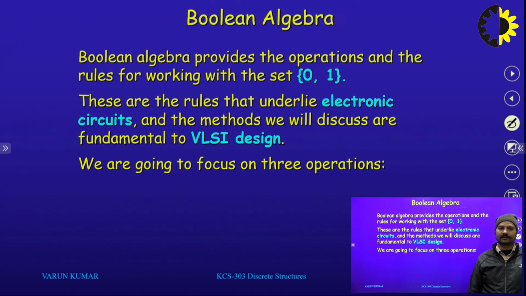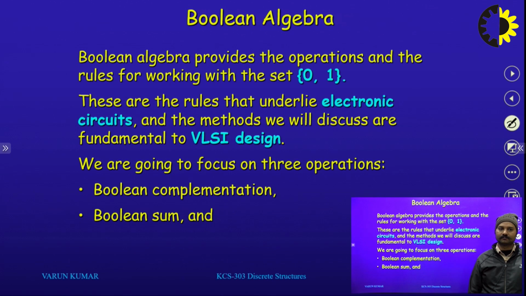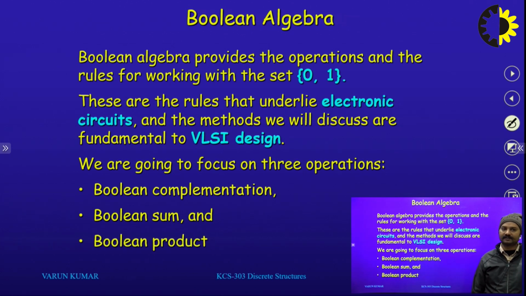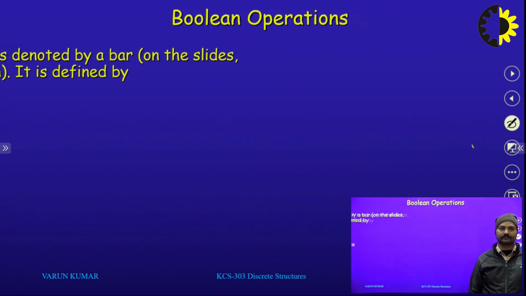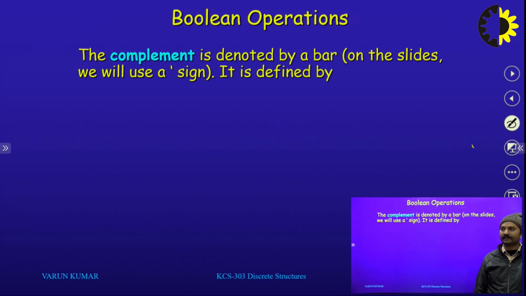We are going to focus on three basic operations: Boolean complement, Boolean sum, and the third one is Boolean product. Then what is Boolean complement? It means 0's complement is equal to 1 and 1's complement is equal to 0.